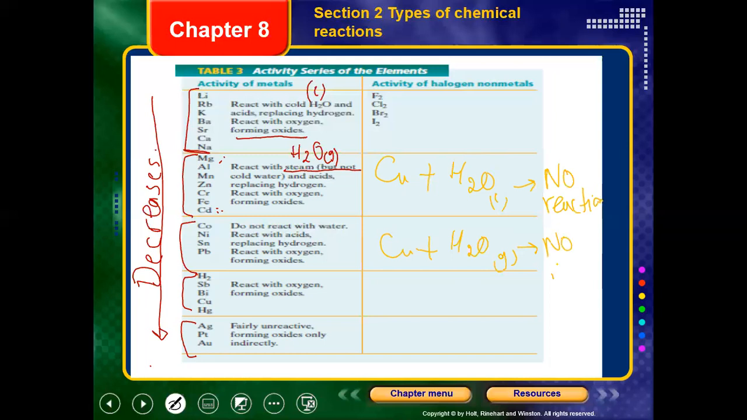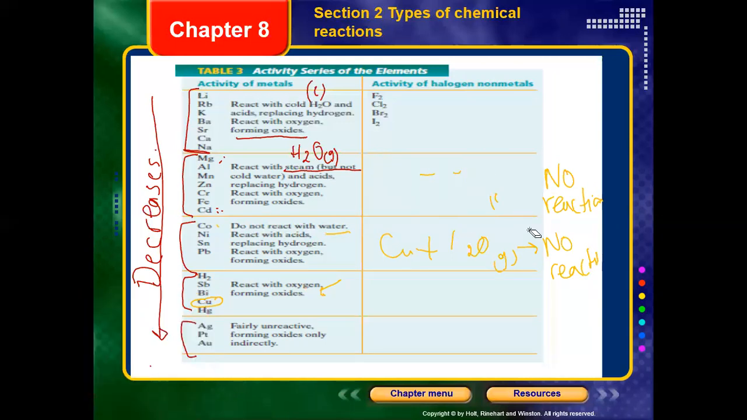Why is there no reaction? Because, as it's mentioned here, copper reacts with oxygen only. Metals from series number 3, 4 and 5 do not react with water at all, either liquid or gas. This is the second or the third point here.